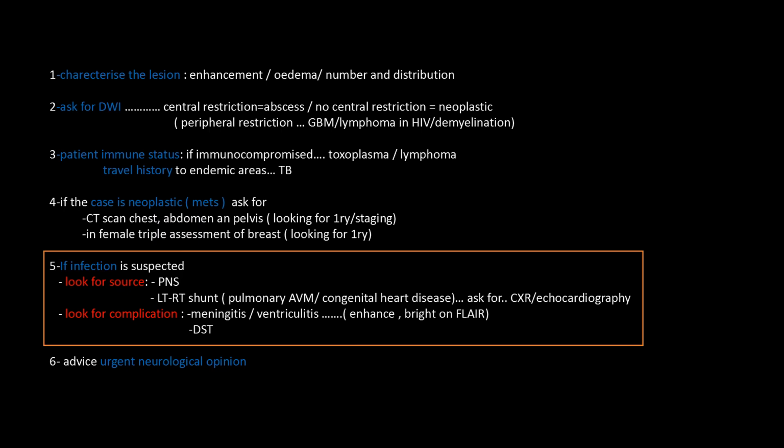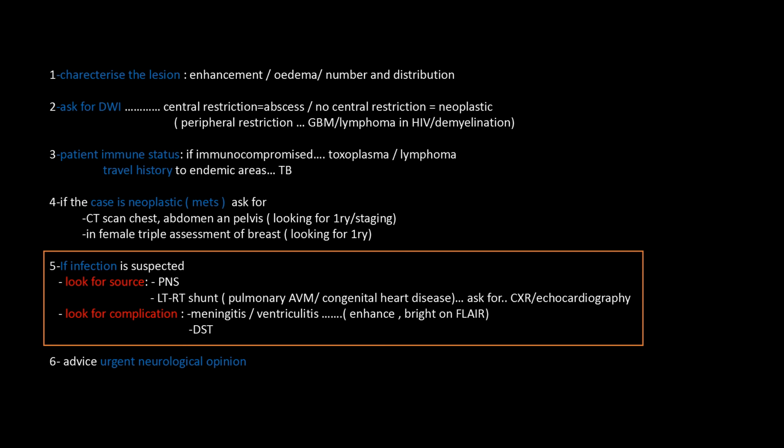Finally, in case of exam, first we have to characterize the lesion, its enhancement, surrounding edema, number of the lesions, and their distribution. It's crucial to ask for diffusion image. If there is central restriction, then it's abscess, and you have to urgently call the neurosurgeon to drain it. If there is no restriction, then it's a neoplasm. As we said, maybe we can see peripheral restriction in GBM and lymphoma and demyelination. Ask about patient immunity. If he is immunocompromised, think about toxoplasma or lymphoma. If he has travel history to endemic areas, then TB can be suspected.